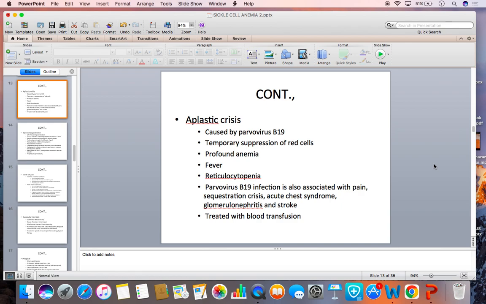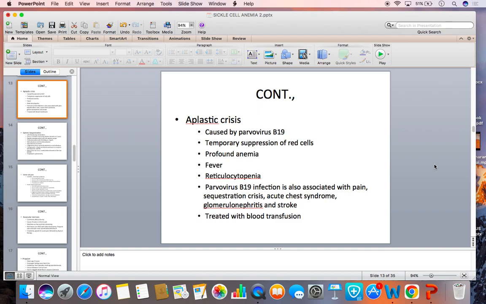Next, aplastic crisis. It is caused by parvovirus B19. Parvovirus B19 has the bone marrow suppression property, that results in the aplastic crisis. There is temporary suppression of red cell erythropoiesis. Profound anemia associated with fever, and there is reticulocytopenia.